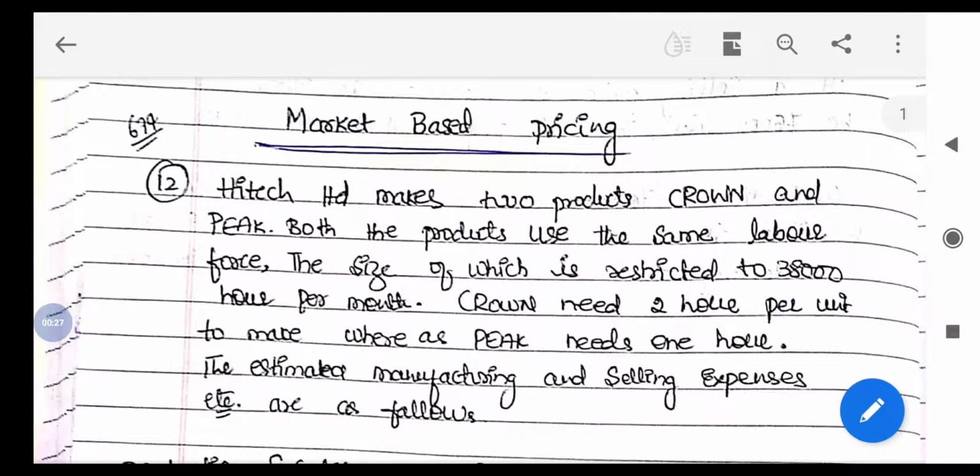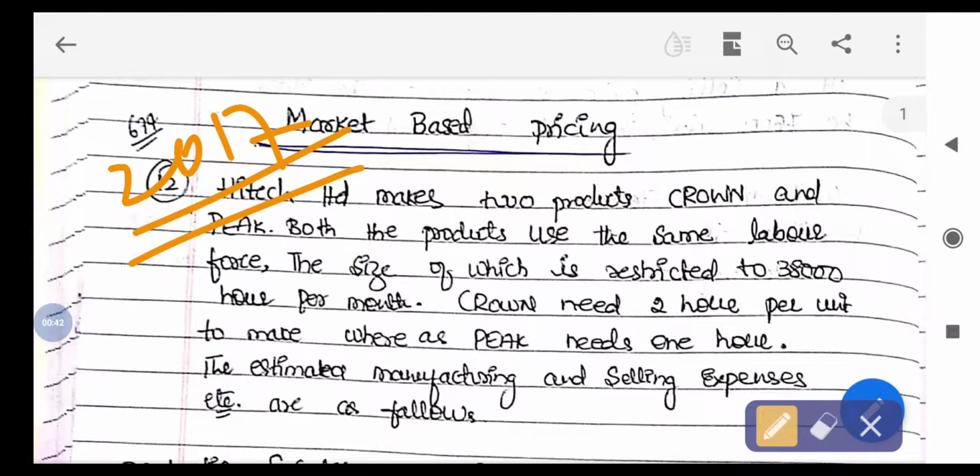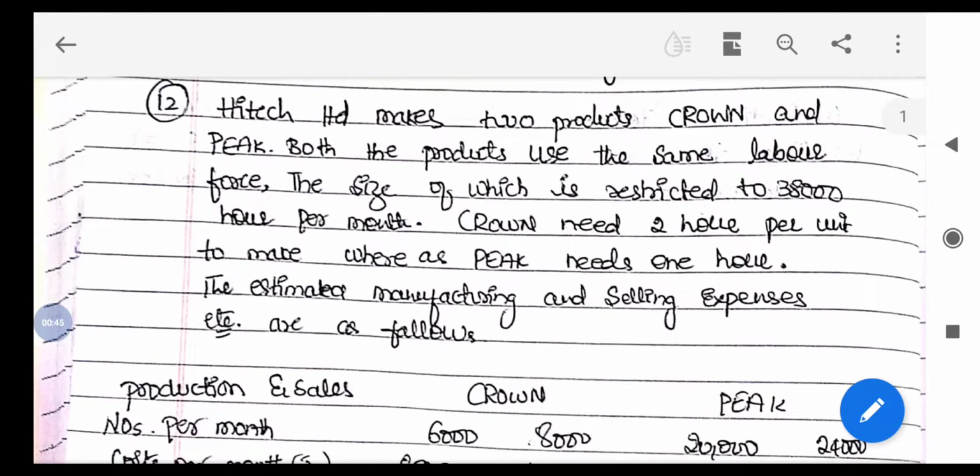So this problem is very important. It has been asked in many previous year question papers. So I think it has been also asked in 2017. Yes, 2017 this question was asked. So let's look into the question.